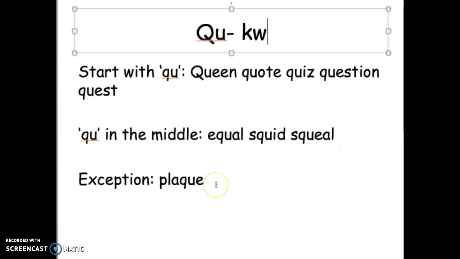And then we have an exception down here. Occasionally there is an exception and the QU does not say a quit sound. So this one is plaque. It makes that k sound. So QU and then E on the end makes that k sound instead.